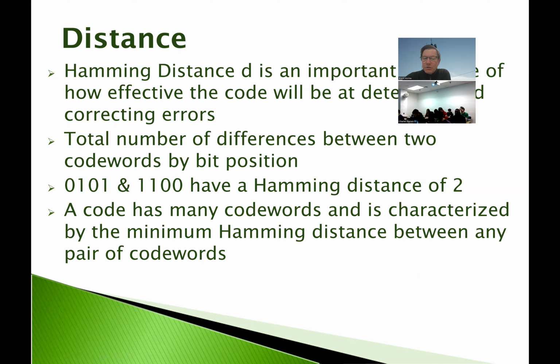Okay, so a code has many code words and it's characterized by the minimum Hamming distance between any pair of code words.